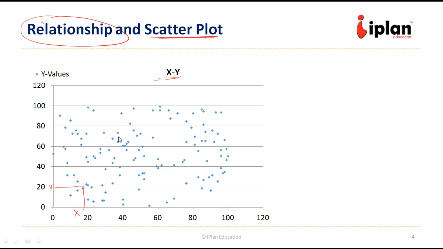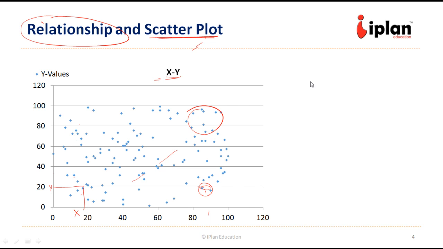If these are the values, it does not indicate any relationship, because we have seen that for lower values of x, we have higher values of y and even lower values of y. Similarly, for higher values of x, we have lower values of y as well as higher values of y. So we do not see any relationship between x and y using this scatter plot. We are not able to observe it. So probably there is no relationship.